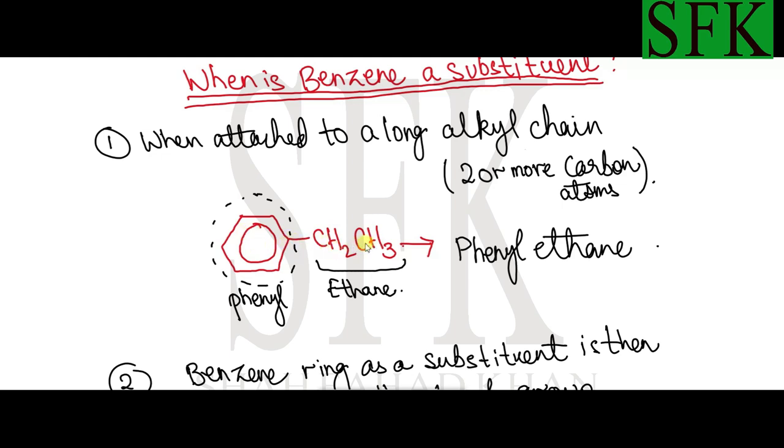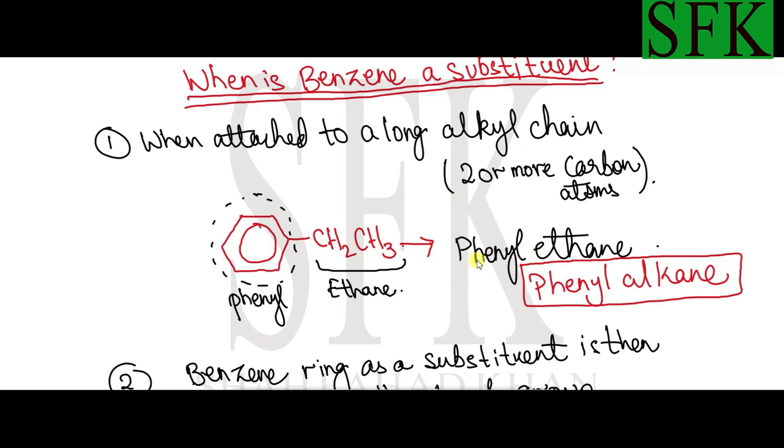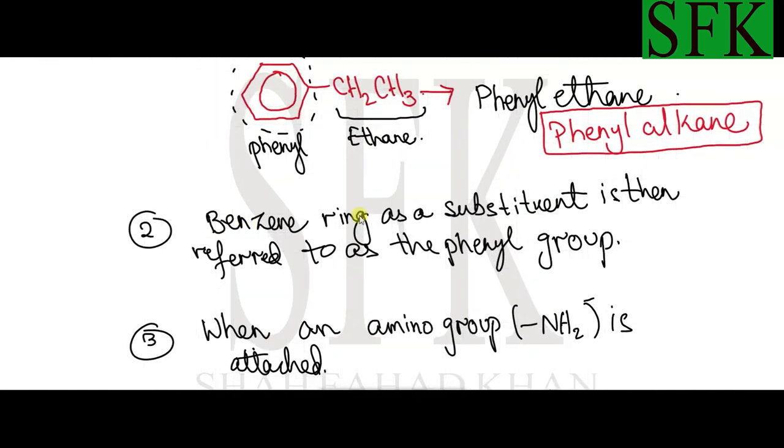there are 2 carbon atoms, so the 2-carbon alkane is ethane, so it becomes phenylethane. So generally the name is written as phenylalkane. If it were a 3-carbon compound, it would have been referred to as phenylpropane, phenylbutane, phenylpentane, and so on as the number of carbon atoms increases. Whenever the benzene ring is a substituent, it is referred to as the phenyl group.